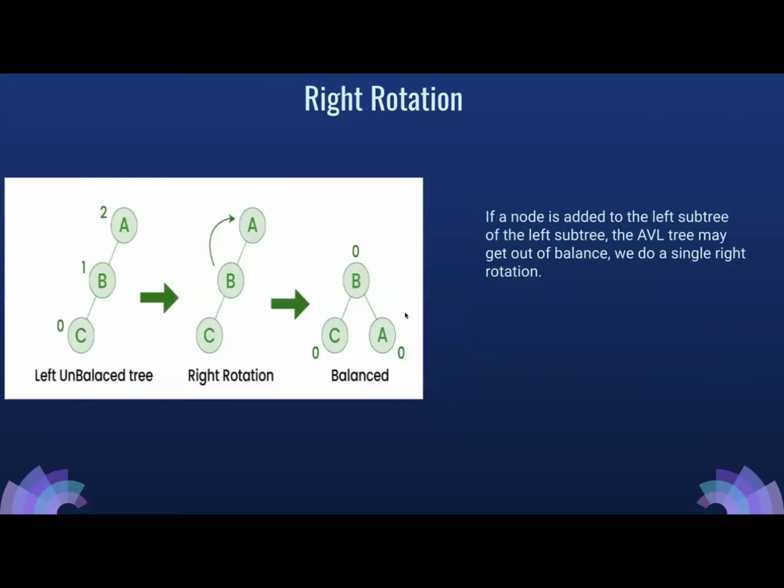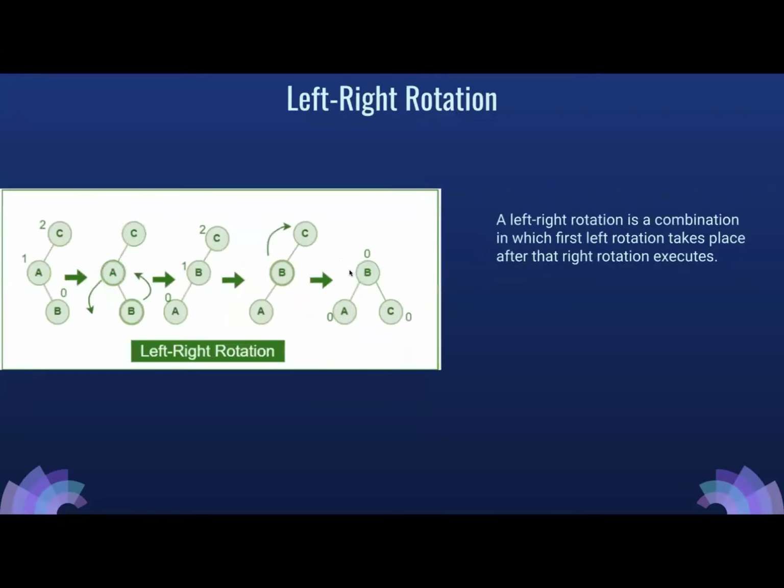And then we have our right rotation, where if a node is added to the left subtree, the AVL tree may get out of balance. We do a single right rotation. So if we only had A, B, that's fine. But then if we add C, now A is too heavy, so we rotate to the right. And then we get B, C, A. A becomes the right child, C becomes the left.